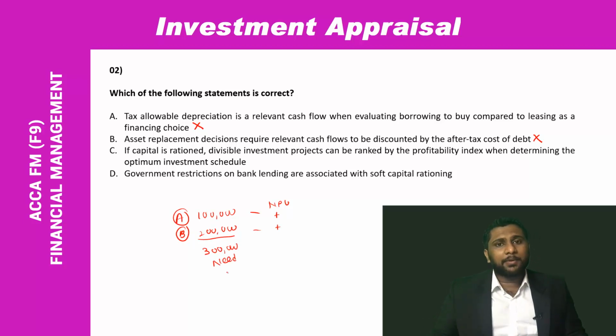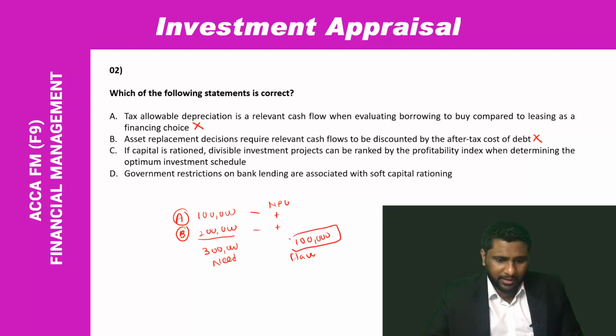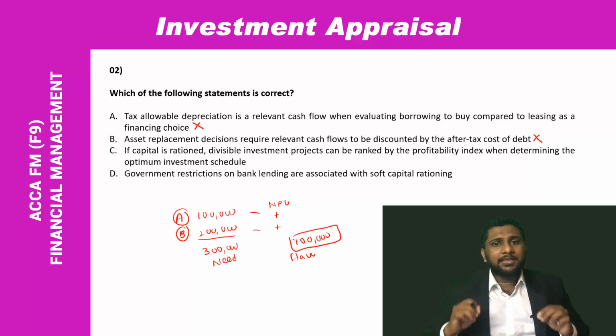But sometimes what will happen, you will not have this 300,000 to invest. You will have only 100,000. Now here you can see the capital is limited.